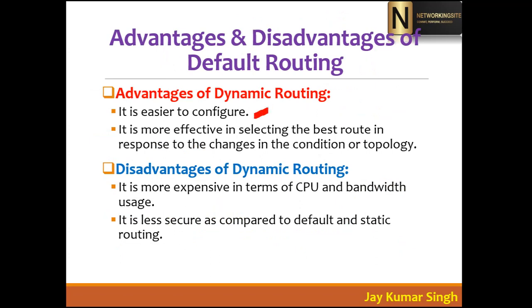Advantages: it is easier to configure, all the traffic will be forwarded to a specific destination, and it is more efficient if you have a single path and no option of topology change, because you have a single path. Now the disadvantages: it is more expensive in terms of CPU and bandwidth utilization, because every piece of data is coming to me and I'm processing it. It is also less secure because there is no kind of security on data forwarding; whatever data is coming, this router is directly forwarding to the specific next hop.